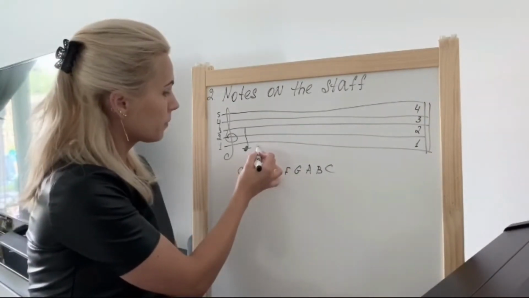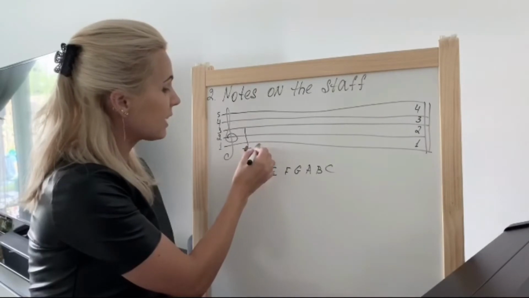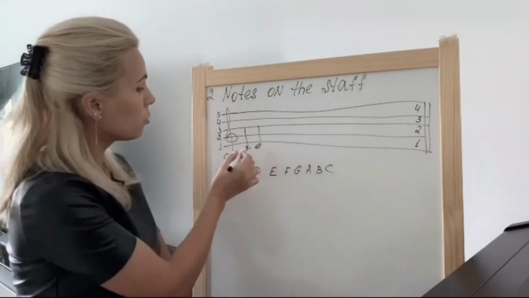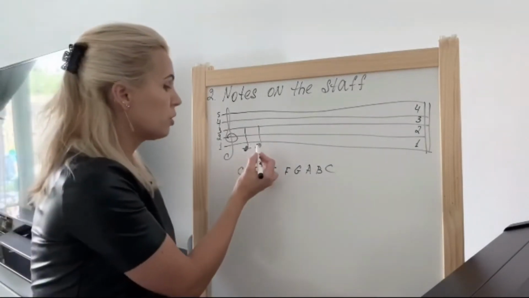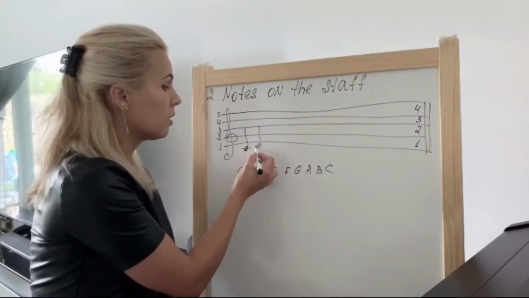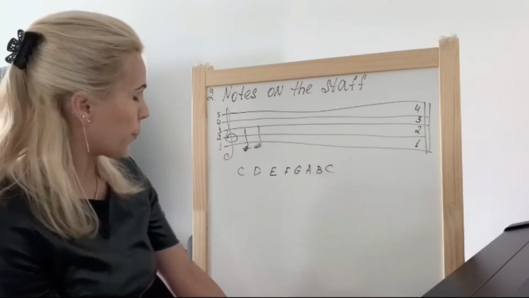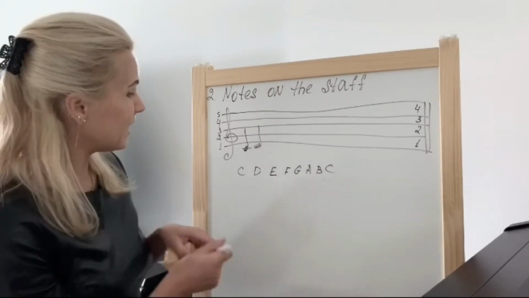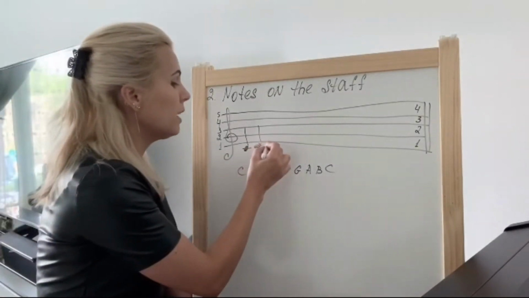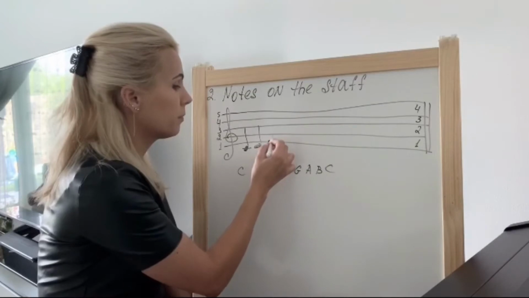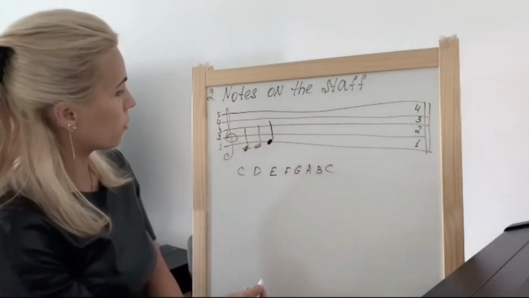D looks exactly like C, except you need to remove this leisure line. So D doesn't require a leisure line. E will be placed on the first line.